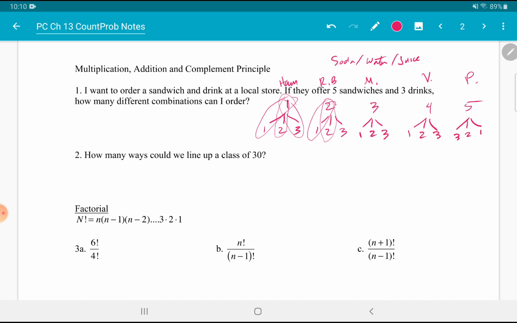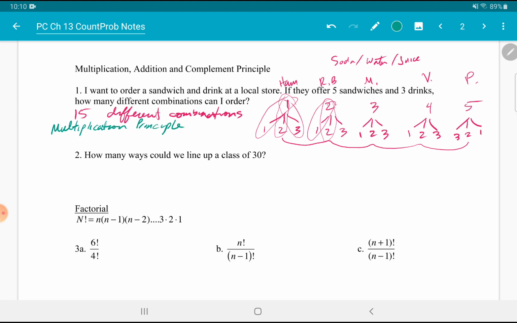And you can see here, if you look at all your tree diagrams, you have 3, 6, 9, 12, 15. So we have 15 different combinations. Hopefully you're also able to see how we actually get that 15. Well, you had 5 sandwiches and 3 drinks. We're using what is called the multiplication principle.